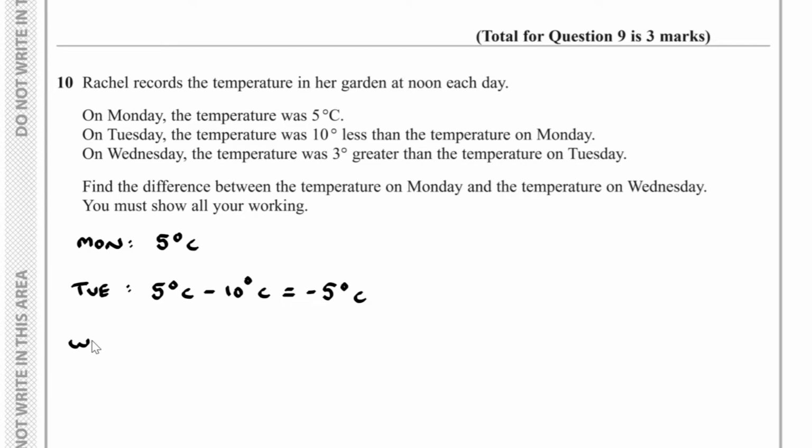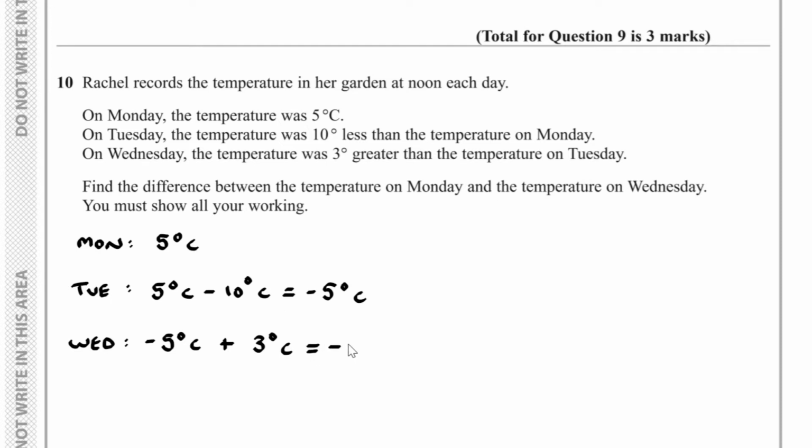And then on Wednesday, the temperature is 3 degrees greater than the temperature on Tuesday, so we've got this -5 degrees, which is the temperature on Tuesday, and then we add to this 3 degrees.